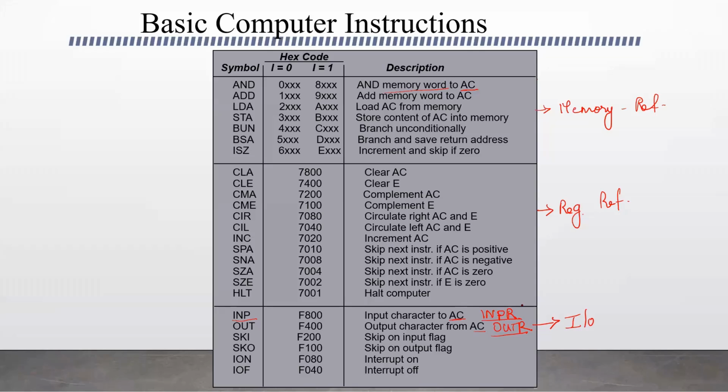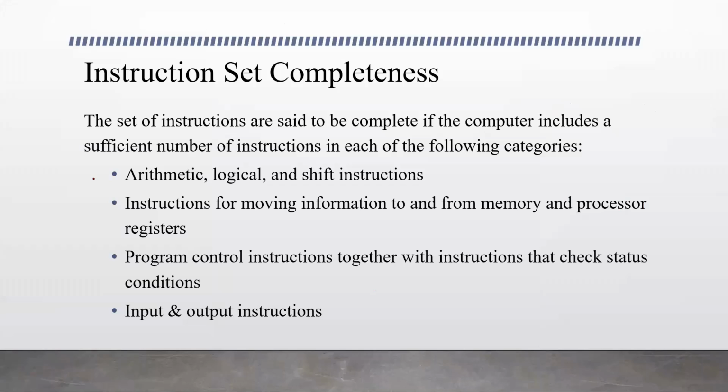This way, we have these categories of instruction. These are the instructions in the basic computer. And we say that the instruction set in the computer is complete if it includes instructions from all these categories. We need arithmetic, logical, and shift instructions to perform the basic operations, and instructions for moving information to and from memory and processor registers.